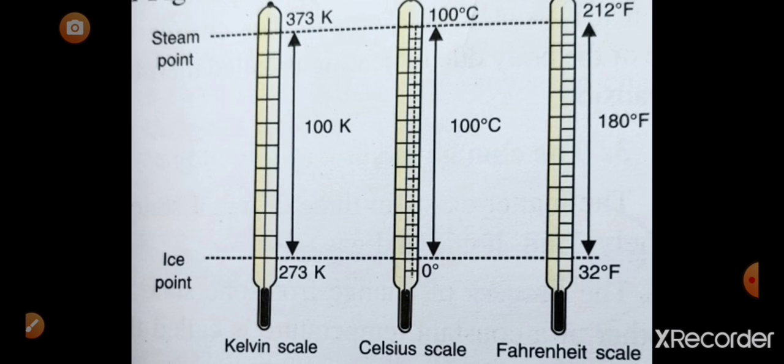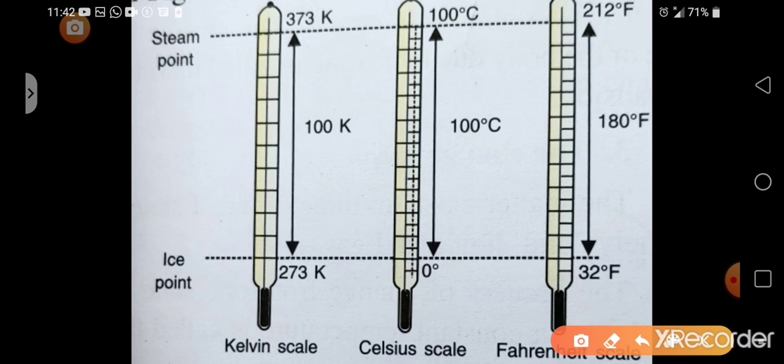The ice point of water on the Kelvin scale is 273 Kelvin. On the Celsius scale it is 0 degrees Celsius, and on the Fahrenheit scale it is 32 degrees Fahrenheit. Then the next one is the steam point.